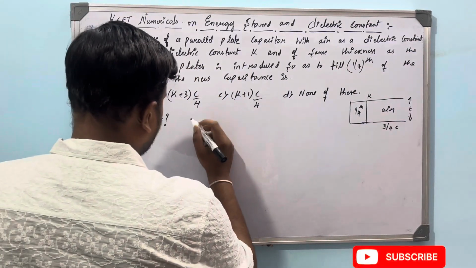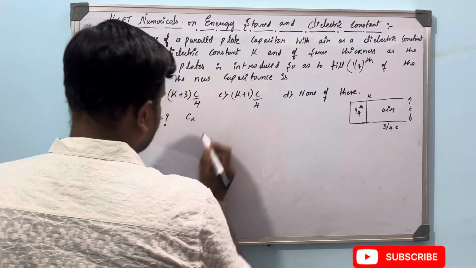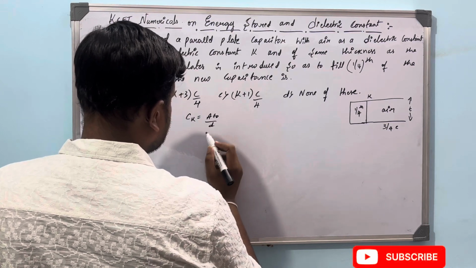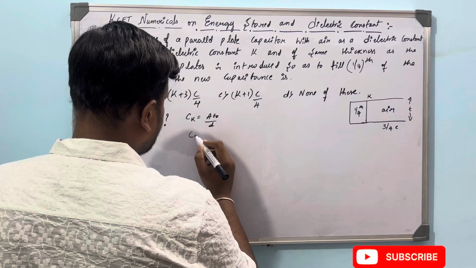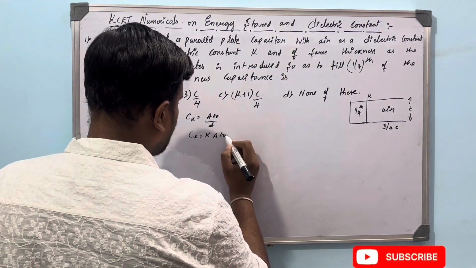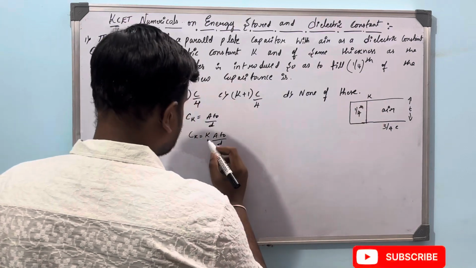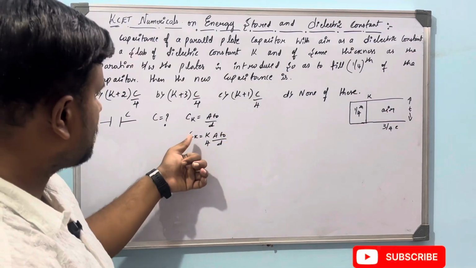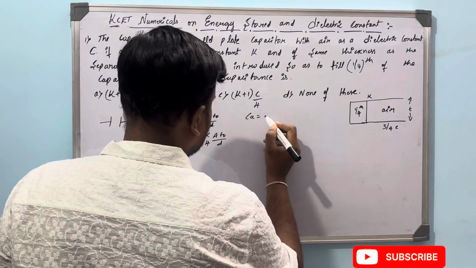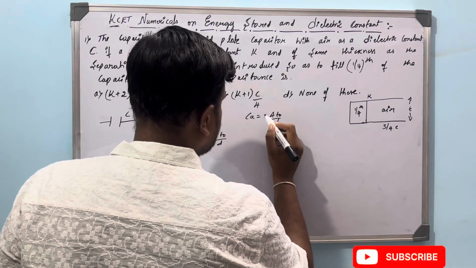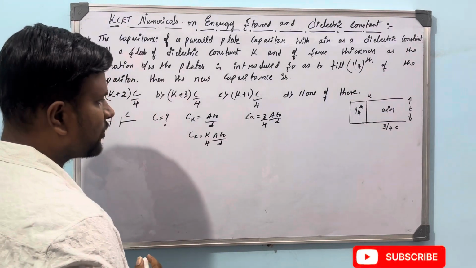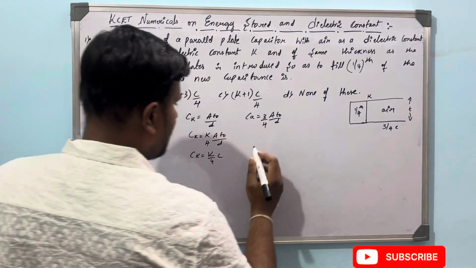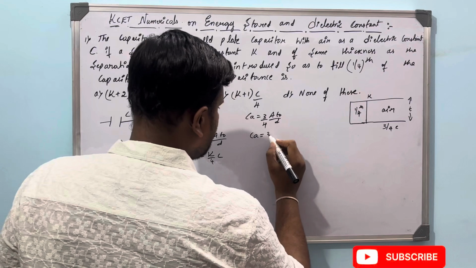So now I will write Ck. What is the formula for C? C is equal to A epsilon naught divided by D. For the dielectric, Ck is equal to K A epsilon naught divided by D, and since it covers 1/4, it becomes K/4 times A epsilon naught divided by D. Similarly, Ca becomes 3/4 of A epsilon naught divided by D. So Ck is equal to K/4 times C, and the capacitance due to the air is 3/4 times C.